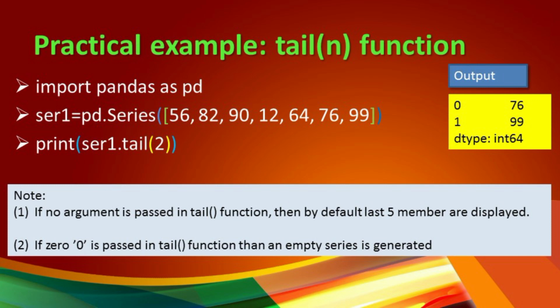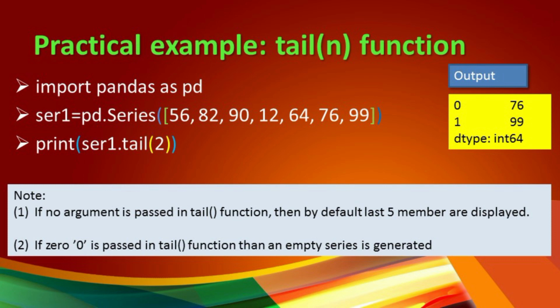The first line represents that we are importing pandas with the alias pd. In the second line, we are creating the series object ser1 with the elements 56, 82, 90, 12, 64, 76 and 99. After that, in the third line, we are applying the tail function with the argument 2. With the argument 2, we are telling Python to print the last two elements, that is 76 and 99.